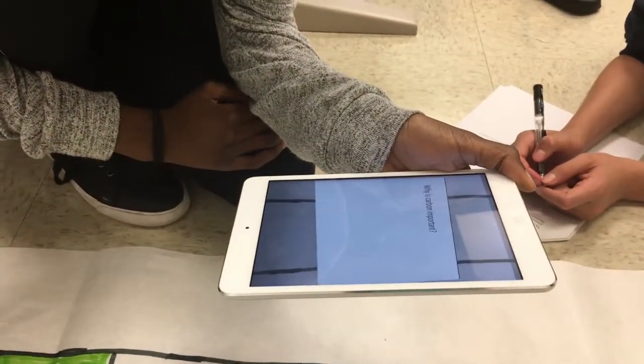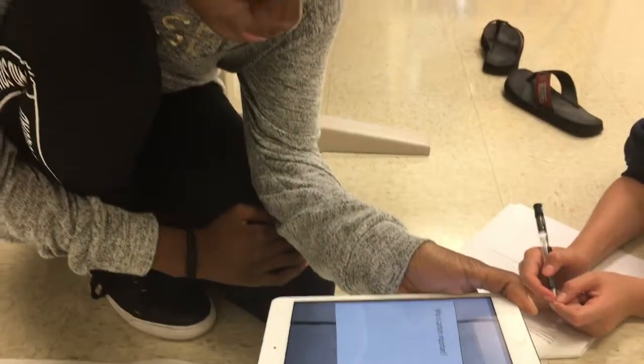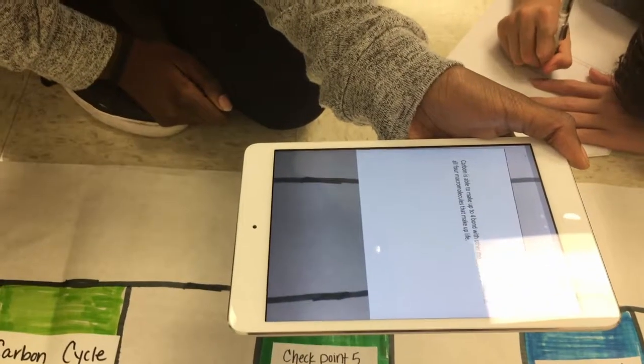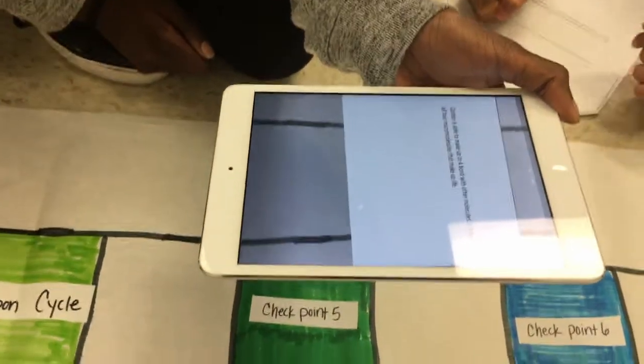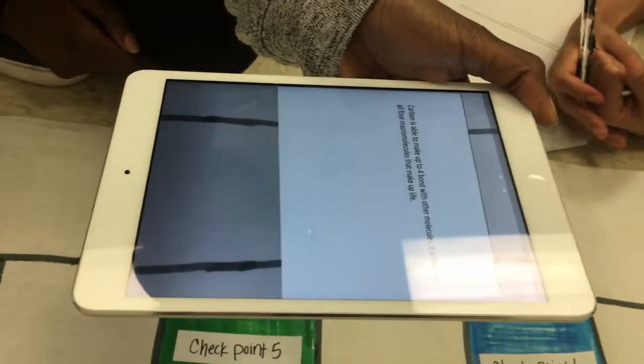All right, guys, we're on checkpoint 5. Why is carbon important? I think it's because those molecules are in every living thing, basically. Interesting. Good job, guys. Let's see what it has to say. Carbon is able to make up to 4 bonds with other molecules, and it's found in all 4 macromolecules that make up life. I think that is a correct answer. Good job. Let's move on.